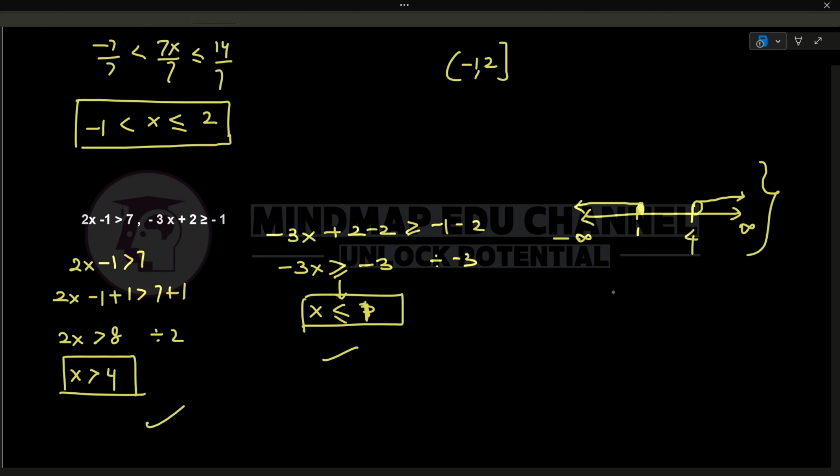Now, how will you write this in interval notation? It will be from minus infinity to 1 union. Let me write it here again. Minus infinity to 1, because it's a closed circle, so this bracket, union 4 to infinity.